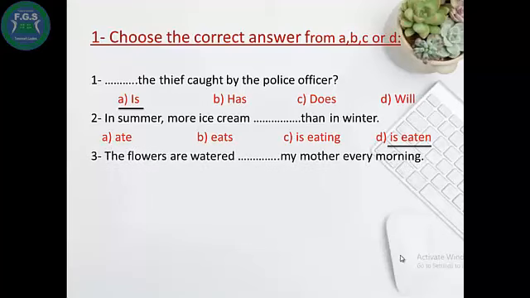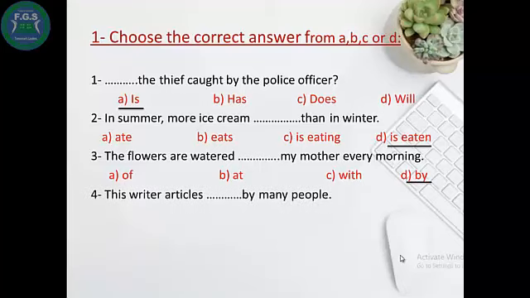The flowers are watered space my mother. Watered, off, at, with, by. We use by plus the subject, by my mother. This writer's articles space by many people. Read, are read, are reading, reading. The articles don't read, they are read.